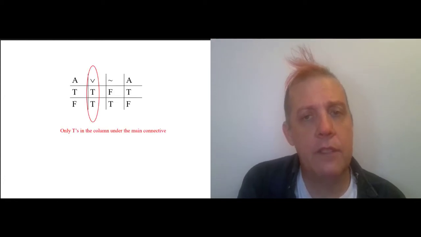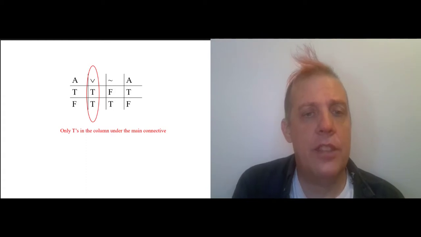So if we want to do this with truth tables, we can imagine a sentence A or not A. Again, we only need 2 rows here because we only have one sentence letter. And for the next column, we're going to do the negation. That's going to be false and then true. And now for the main connective, we have an or instead of an and. And this time we only have T's under the main connective.